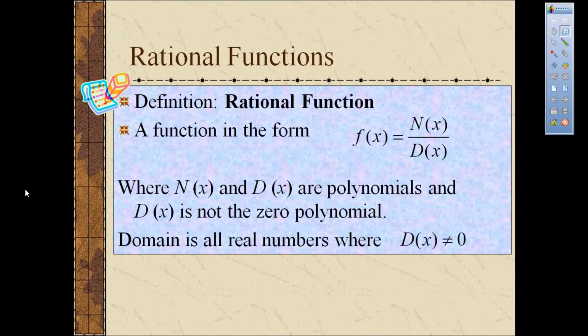One of the critical concepts on rational functions is the domain of a rational function, and the domain is all real numbers that do not make the denominator equal 0. We want to avoid any values of x which would cause the denominator of a rational function to equal 0.